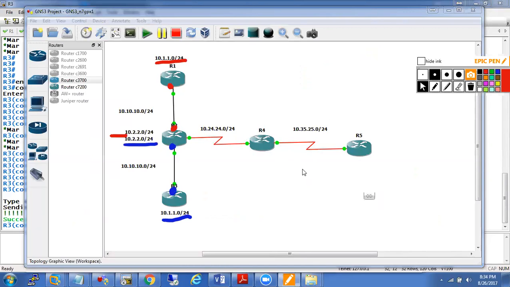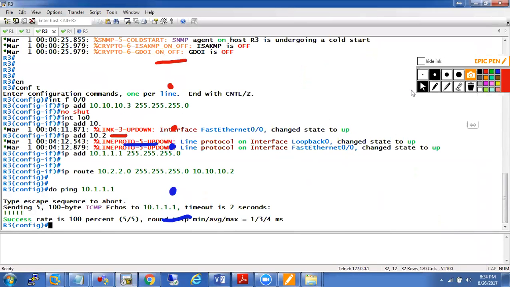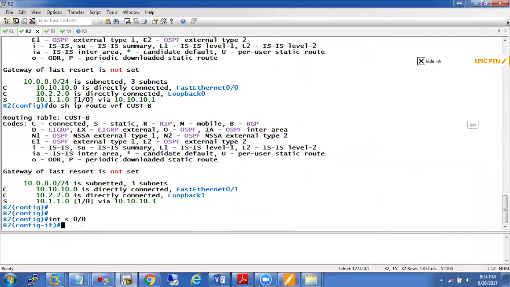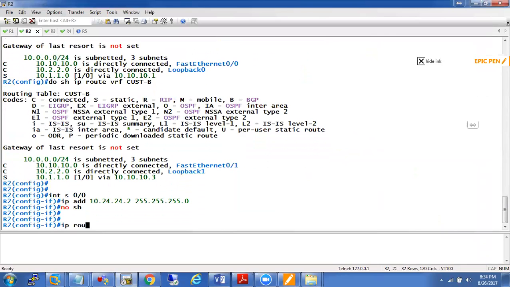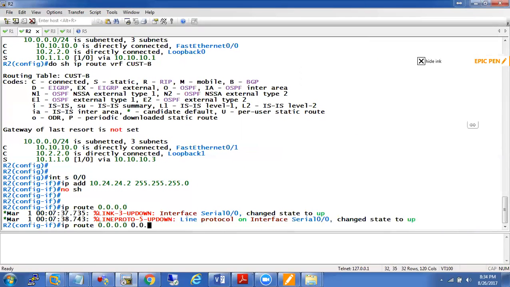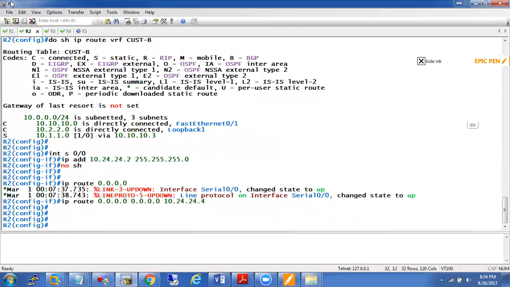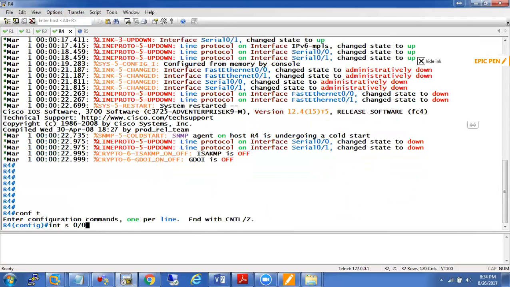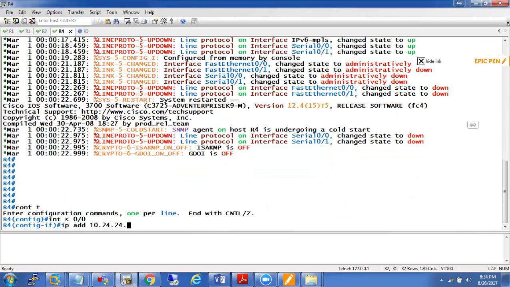Good. So let's configure that routing so that R2 has access all the way to R5. Let's set this networking up in the global routing table, all the way from R2 to R5. So on R2, interface S0/0, IP address 10.24.24.2. This is normal, and I'll point a default gateway towards R4. On R4, I have two interfaces, 10.24.24.4.